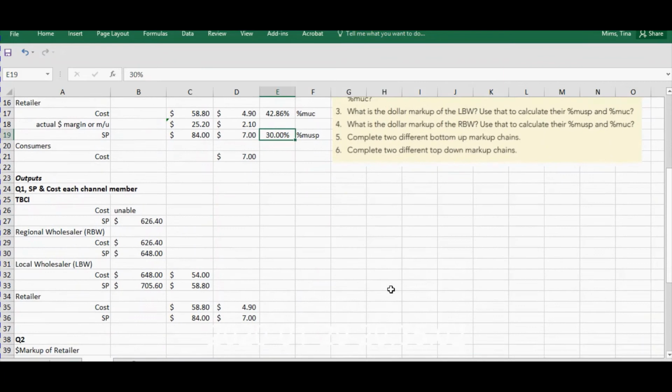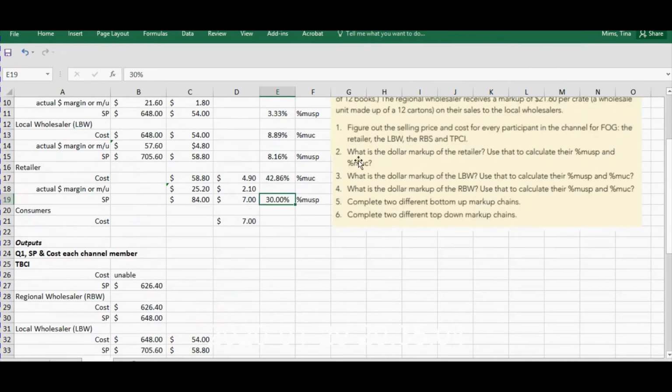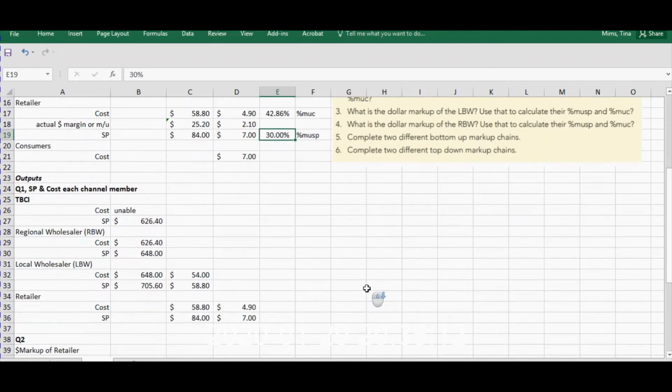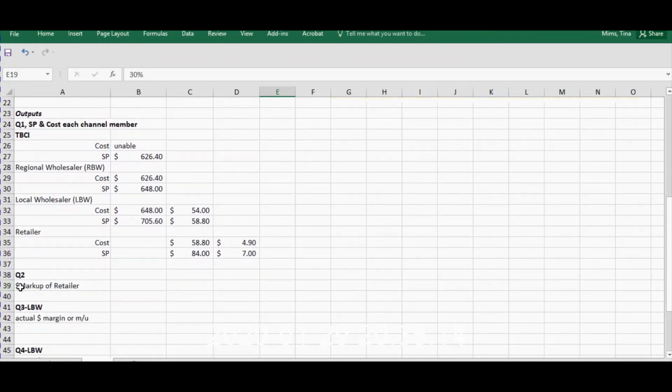All right, if you're back, let's look at question 2. What is the dollar markup of the retailer? Use that to calculate their MUSP and MUC. All right, so question 2 is asking us the dollar markup of the retailer. Okay, so the dollar markup of the retailer is, let's put this right here. Let's do this. Let's write this like this.